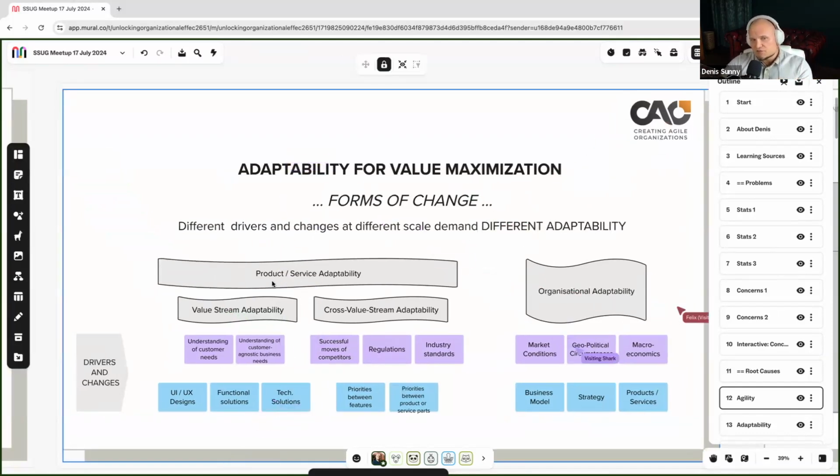You can call these differently, but I call them product or service adaptability and organizational adaptability. Even within product or service adaptability, I differentiate value stream adaptability and cross value stream adaptability. For example, let's start with the lowest level of this scale. Understanding of customer needs can change. I'm not saying the customer needs change, maybe they don't, but we learn something and understand it better, and it changes how we can address those needs.